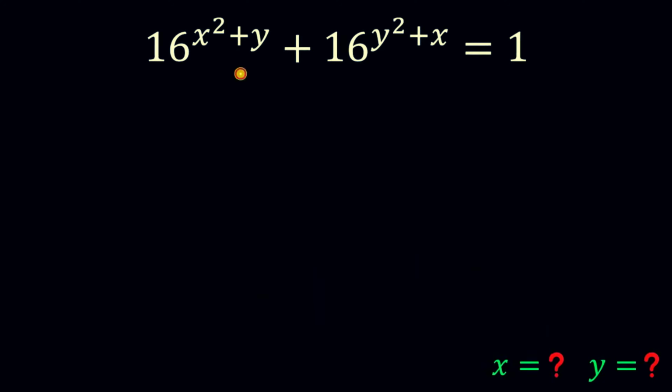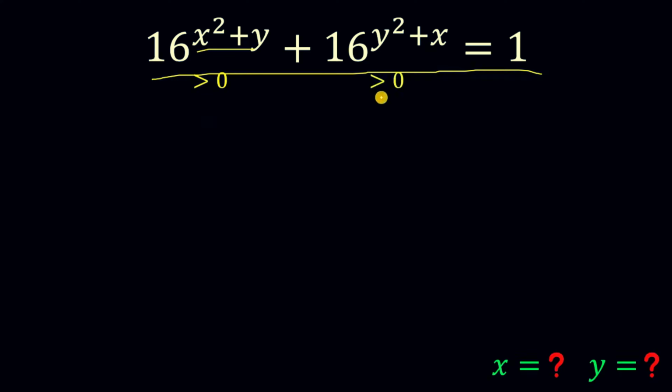Alright, so given this equation, the goal is to find the values of x and y that satisfy it. To answer this, the first thing is to analyze the given question, because 16 raised to some power, whether this exponent is positive or negative, is always greater than 0. The same is true of 16 raised to the power of y squared plus x. This is also greater than 0.